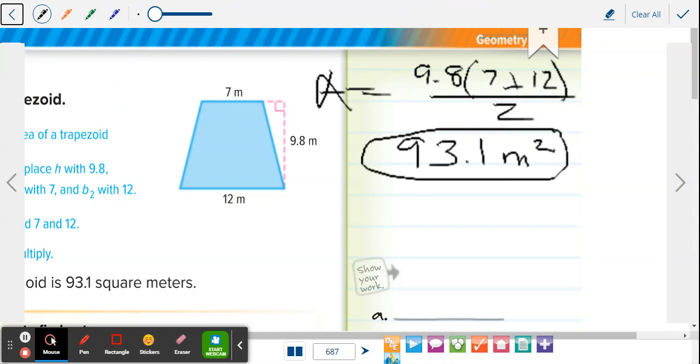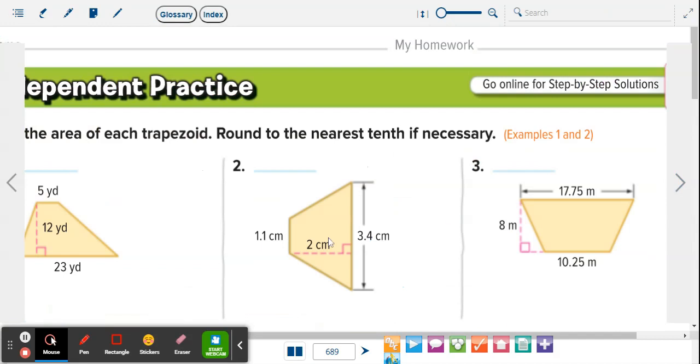Guys, all area and volume and all that stuff is just literally plugging in numbers to your formula and then solving the formula out. That's it. You don't have to do any crazy steps. It's literally addition, multiplication, then division. So let's jump over to page 689.